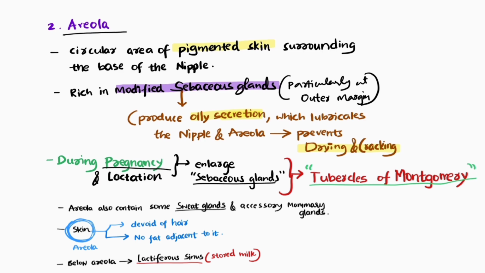Below the areola, the lactiferous sinus stores the milk. As I showed earlier in the diagram with the lactiferous duct and the lactiferous sinus, the sinus is the space where the milk is stored temporarily.